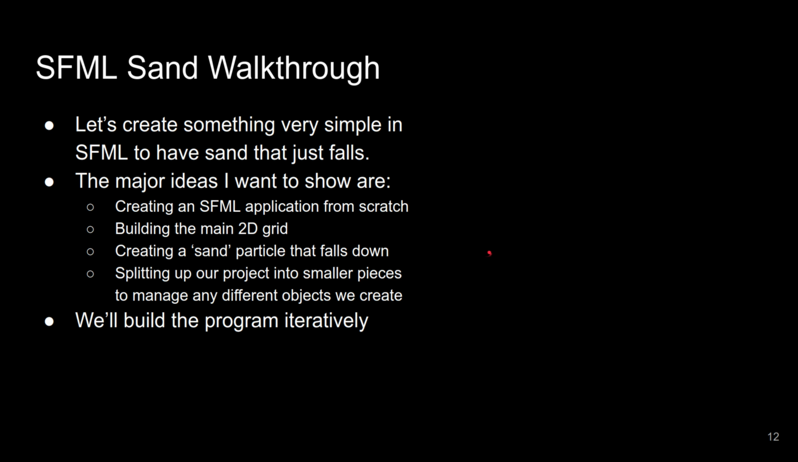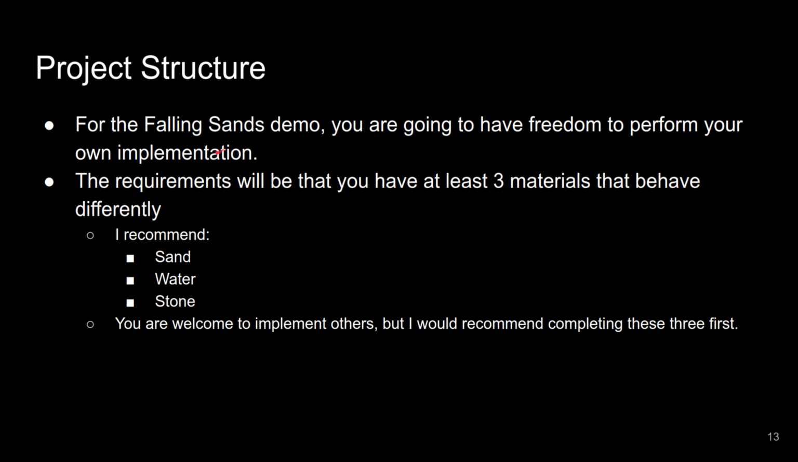Okay, so we'll dive into that for a moment. So again, for this Falling Sands demo or project, you're going to have freedom to perform your own implementation, but the requirements are that you have at least 3 materials that behave differently. So at least modeling sand, water, and some stone, for example, would be 3 good ones to start with. They're pretty well defined. Air, which is the default material, doesn't count. So you need sand, water, and stone, at least 3 there. You're welcome to implement others if you get inspired.